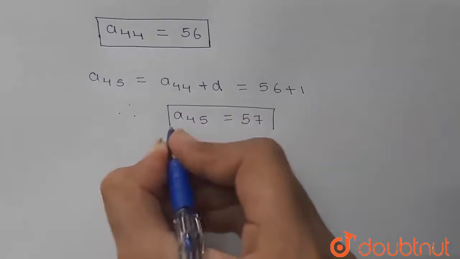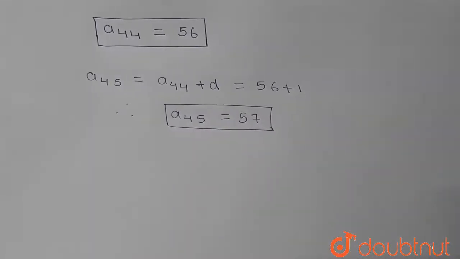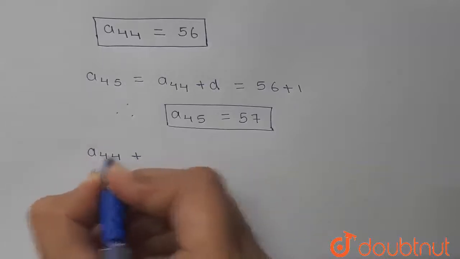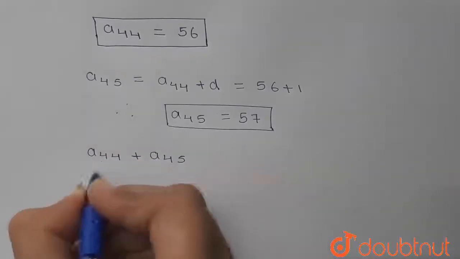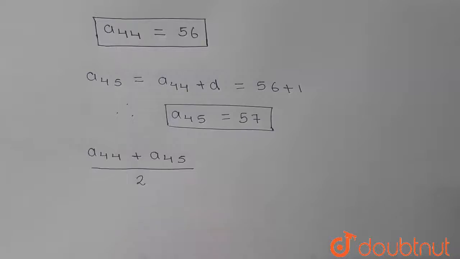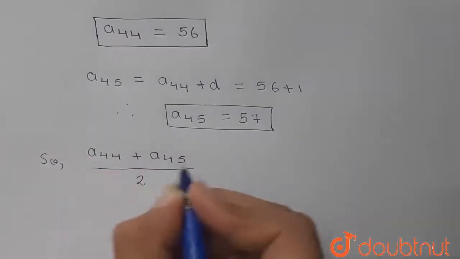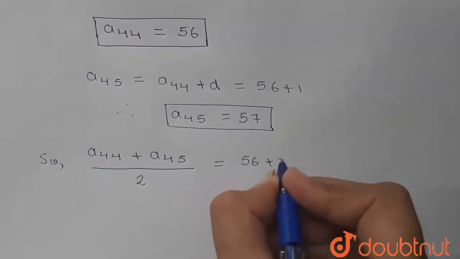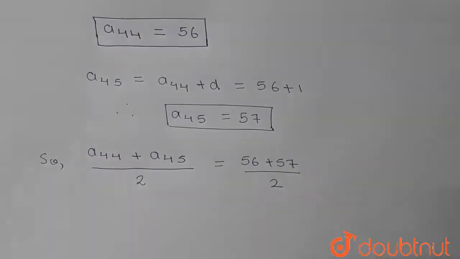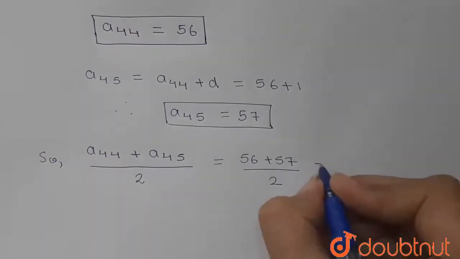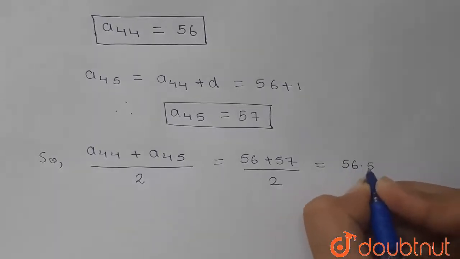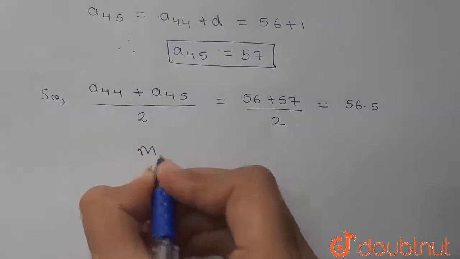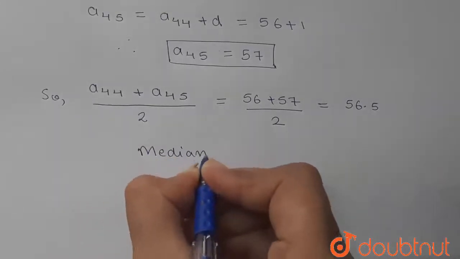Now we are going to find their mean. We are going to add these two, a44 plus a45, and divide them by 2. So (a44 plus a45) divided by 2 will be equal to (56 plus 57) divided by 2, that is equal to 56.5. So this is the median, right? We have calculated the median, and the median is coming equal to 56.5.